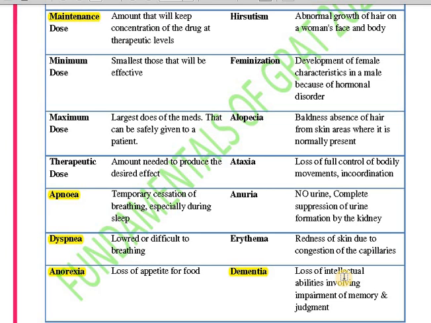तो जो भी बूढ़े होते हैं, more than 60 plus, उनको ये प्रॉब्लम होती है डिमेंशिया की. ओके, loss of intellectual ability involving the impairment of memory and judgment. And you will get these terms, dementia, in case of Parkinson disease. Dementia होता है उसमें loss of intellectual ability, so it is known as dementia.